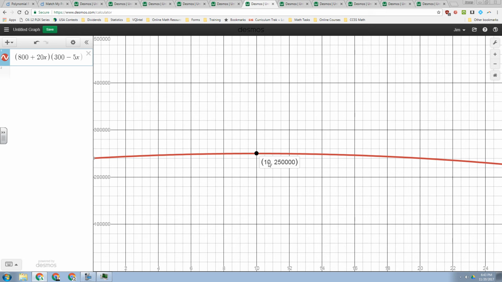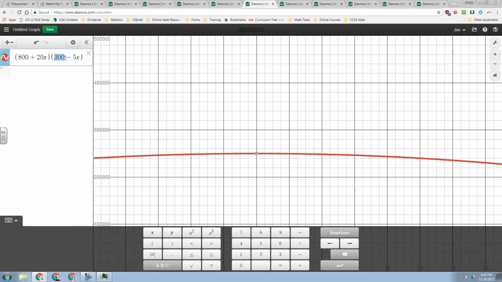Now, Part C asks what rent will yield the maximum. Now, some people will look at this and say, well, $10. No, 10 represents the number of reductions. So that means we're reducing the rent 10 times. How much are we reducing it by? $5 each time. So we're taking off 5 times 10. And since we're starting at 300, that means 10 reductions will bring us down to $250 per month. That will be the amount of rent that maximizes this curve for us.